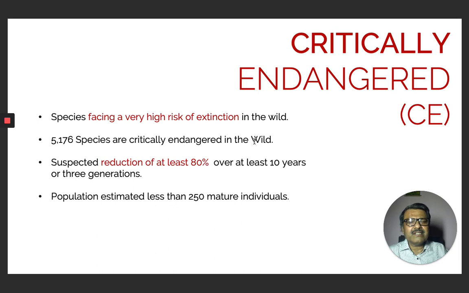So how will this category be classified? On the basis of their reduction, if it is suspected that any species may reduce by 80% in over 10 years or over 3 generations, if any individual species reduces by 80%, such species are known as critically endangered. And here one estimate is given that if there are 250 mature individuals now available, such species are regarded as critically endangered species.